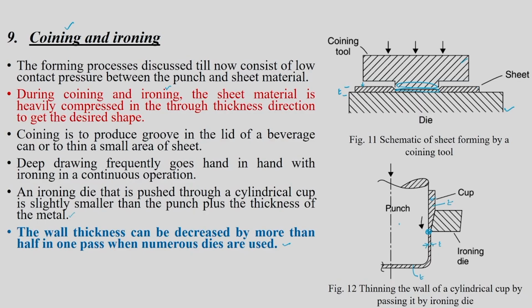And that can be done mainly by controlling the clearance, which is nothing but the gap between your die inner and the punch outer. Okay. So, we will briefly see some details about ironing later in the deep drawing chapter.